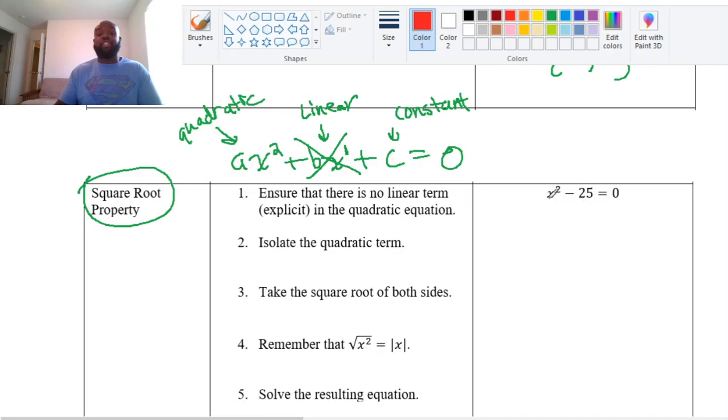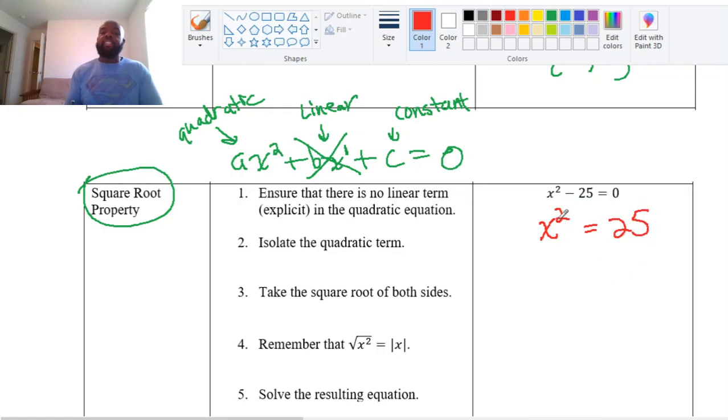There is no x to the first power or some coefficient times x to the first power here. So this is a good setup. We're going to isolate the quadratic term. That means to get it on one side by itself. So we need to undo this subtraction by 25 by adding 25 to both sides.